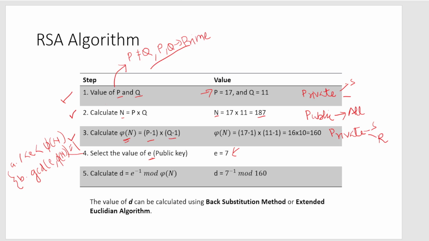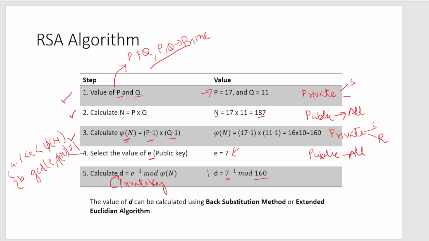Now, once you are done with the value called E, what else do you need? You need a value called D. This is the private key. D is the private key of the cryptographic system, right? E is again public, I forgot to mention, that is known to all. Then D is calculated as E inverse mod phi n. E was 7, so I need 7 inverse mod 160. This is the value.